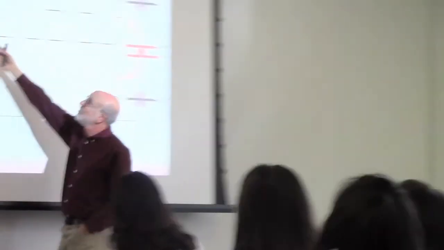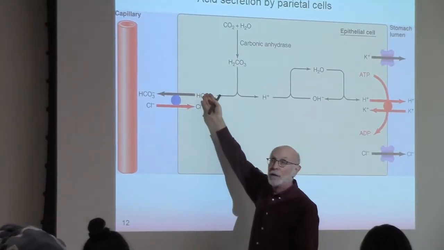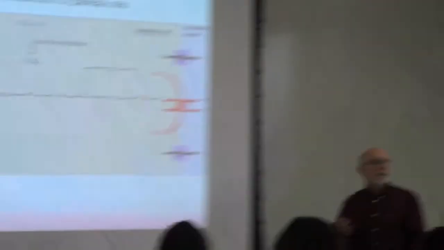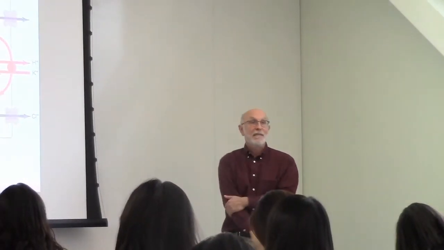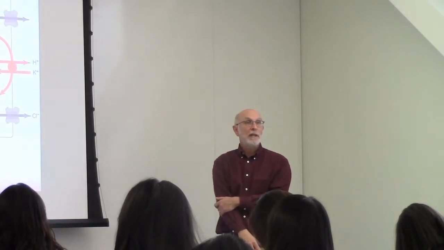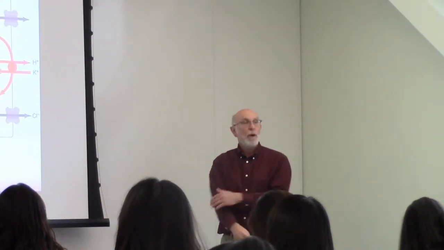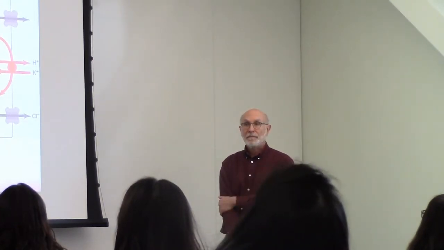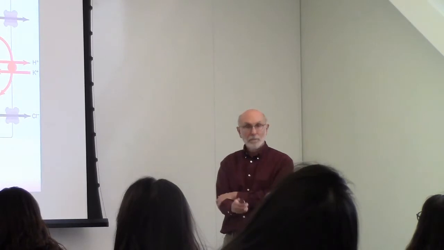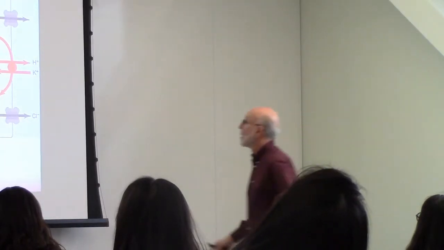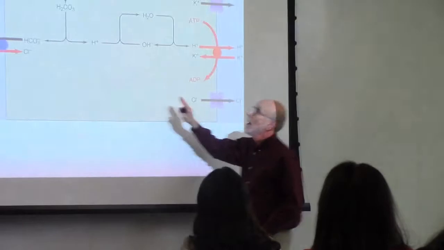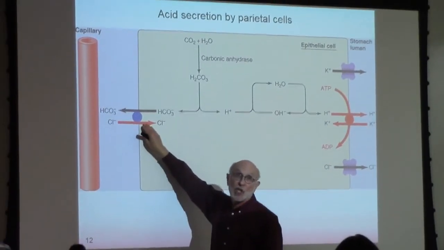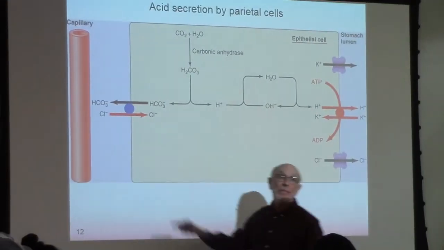The bicarbonate is gotten rid of by the bicarbonate chloride exchanger on the basolateral membrane. You've seen all the pieces of this before. It's just a matter of putting them together into the parietal cell story. Any questions about this? Wait, so that chloride is a channel or is it? This is a chloride channel, and this is a bicarbonate chloride exchanger, secondary active transport.